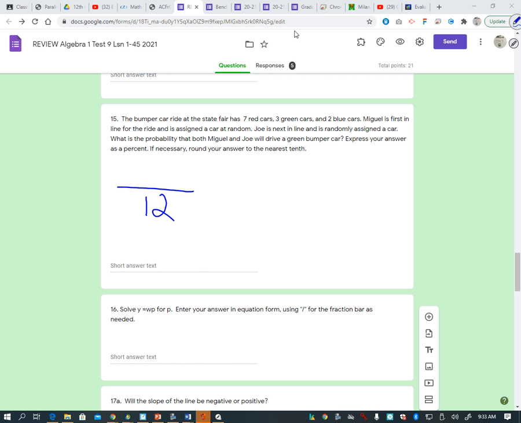All right, so Miguel gets to go first, right? What is the probability of him getting a green car? 3 over 12. Okay? Now, what is the probability of Joe getting a green car? 2 over 11, because there's only 2 green cars left and there's only 11 cars left. And we multiply them. Okay? So I am getting 6 over 121. We're going to plug that in our calculator.